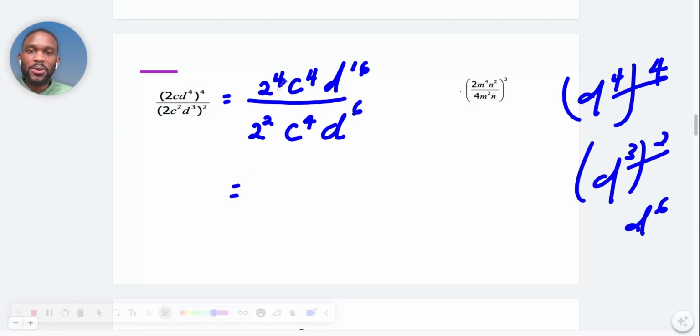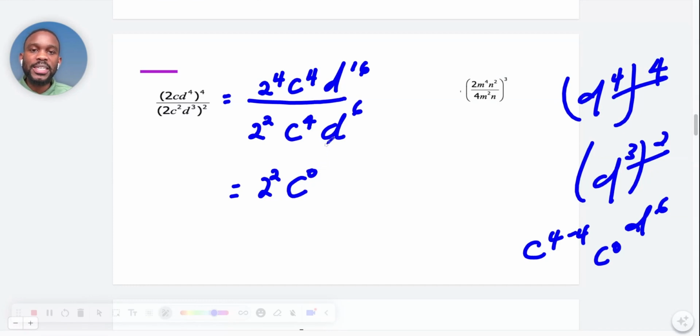I'm going to deal with the constants alone, the C's alone, the D's alone. Every time you're dividing indices of the same base, simply subtract the powers, right? So now 2 to the power 4 divided by 2 to the power 2. If you simply subtract the exponents, this will give you 2 exponent 2. Now let's go to the C's. C to the power 4 divided by C to the power 4. This will work out as C 4 minus 4, which will give you C to the power 0.